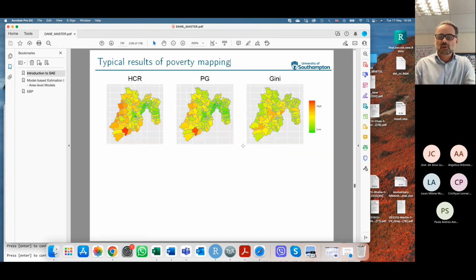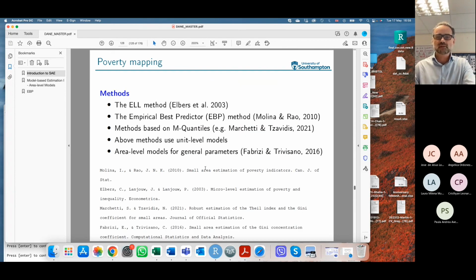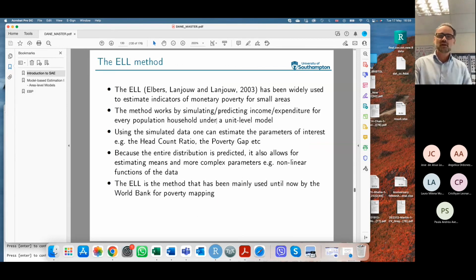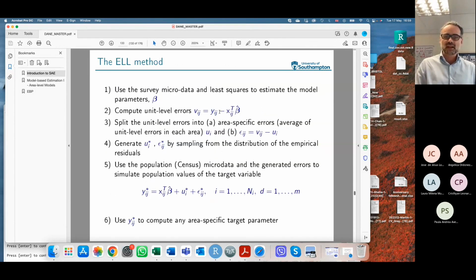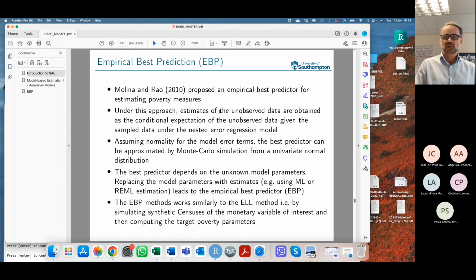Then we are going to move on to poverty mapping, and in poverty mapping we are going to start by presenting the ELL method, which is a popular method that has been used quite extensively by the World Bank. And then we're going to focus on the empirical best predictor approach, the EBP method, which is another method that has also been used widely in the past, and currently is used in many applications. So we're going to go through the ELL method in detail, and once we cover that, we are going to focus on the empirical best prediction approach.